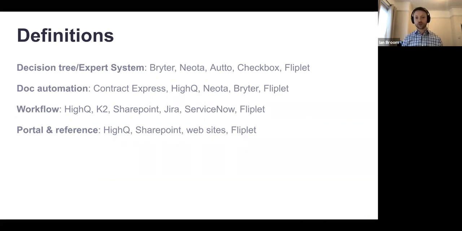First, we've got decision trees, also known as expert systems, and that includes tools like Brighter, Nyota, Auto, Checkbox, and Fliplet also can do decision trees, and we've got some new enhancements coming out about that very soon. Doc automation, which is really the production of Word files or PDF files based on user input, that includes Contract Express, HiQ, Nyota, Brighter, and Fliplet. I think Checkbox can also do doc automation as well.